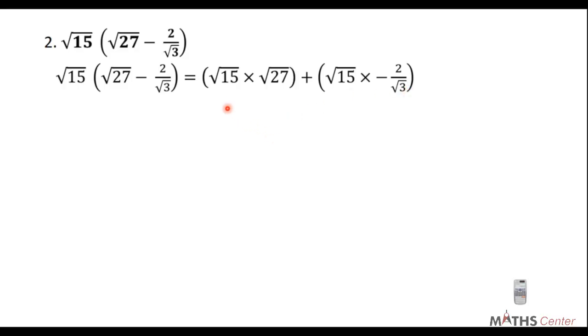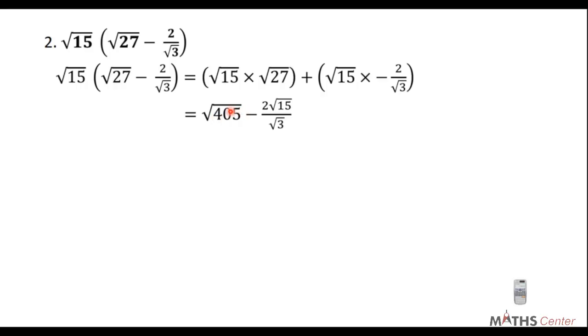So we learned from surds that when you are multiplying, you multiply the terms under the square root sign. So 15 times 27 will give us 405, so square root of 405. Then minus, 15 times negative 2 over 3 will give us 2. Will multiply this, so you are going to have 2 root 15 divided by square root of 3. Now don't forget that there's a negative sign here, so the negative is going to come here.